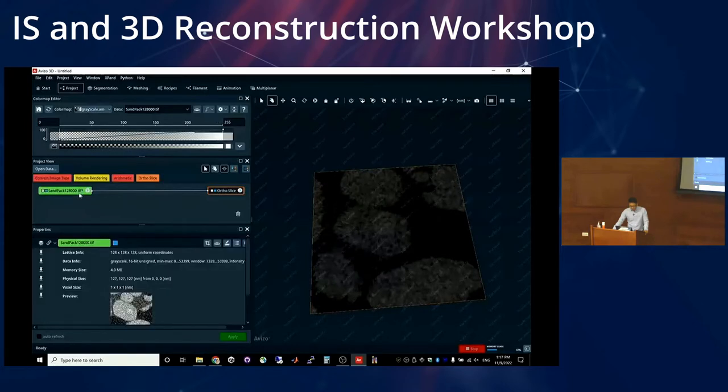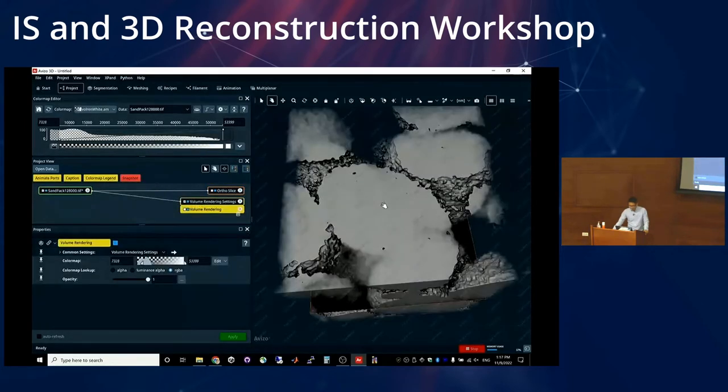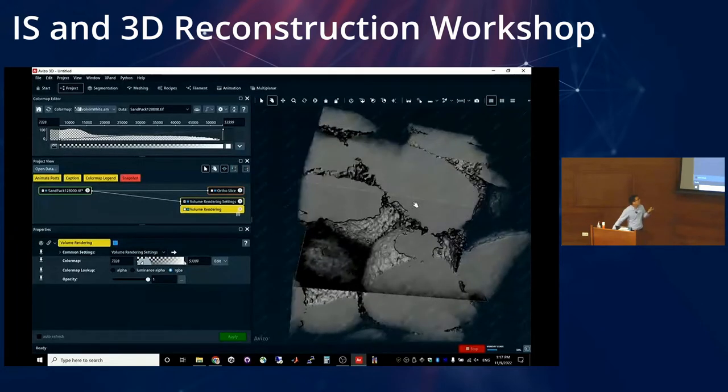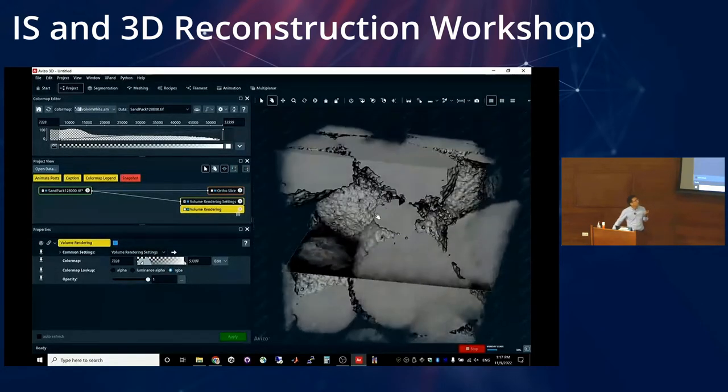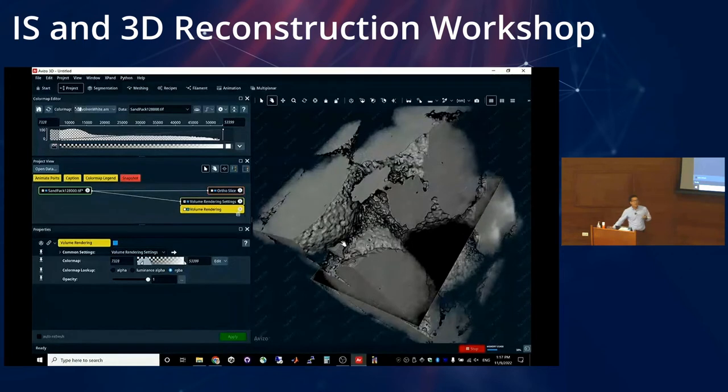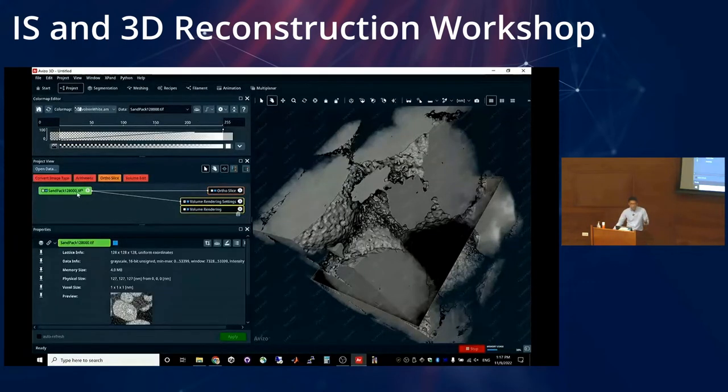Another nice thing you can do is use volume rendering. So you get this more 3D view of your data set. And just from these, you can already get an idea. For me, I want to segment those sand particles away from the void or the air, right? Let me go ahead and try to do that.